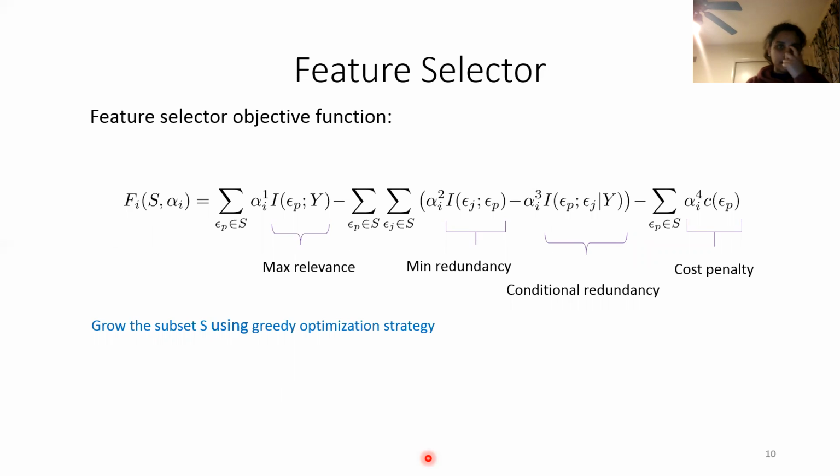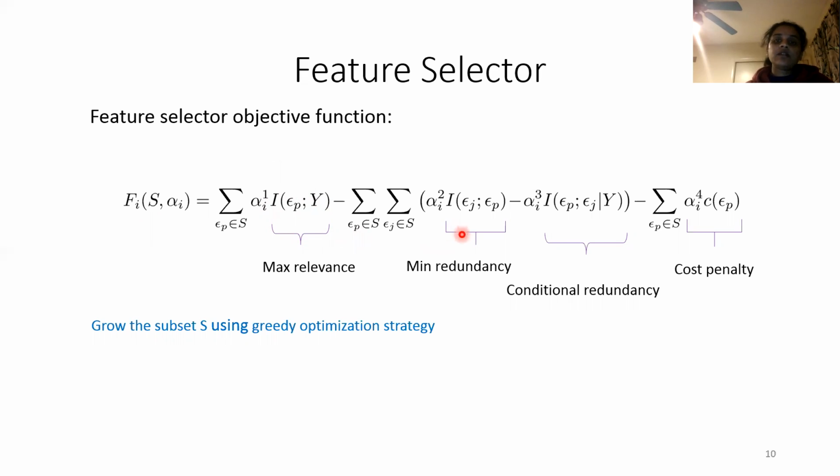Now, coming to the feature selector part, this is the feature selector objective function, which is defined for every cluster i, and it consists of 4 different terms. The first 3 terms are information theoretic measures. The first term is what is called max relevance, and it is the mutual information between every feature in the selected subset S and the class variable Y. And we know that for a discriminative task, a good predictor variable is highly correlated with the class variable. Hence, this particular term needs to be maximized in the chosen feature set.